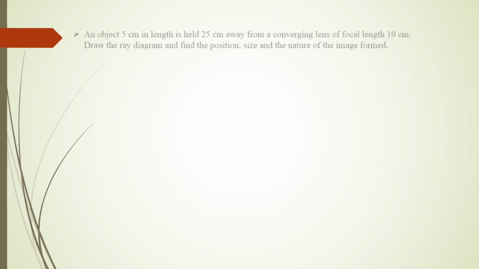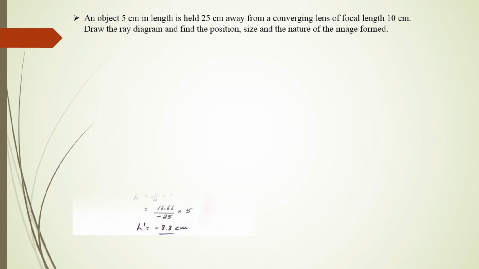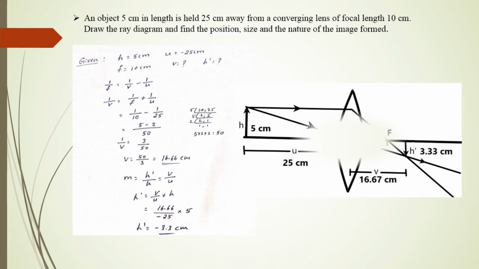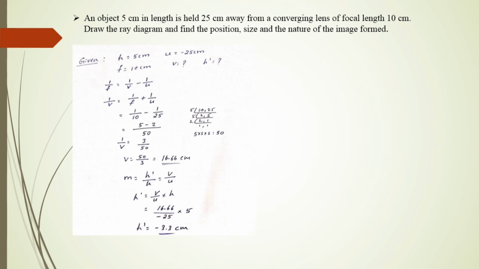Consider the next problem. An object 5 cm in length is held 25 cm away from a converging lens of focal length 10 cm. Draw the ray diagram and find the position, size and the nature of the image formed. Given the object height h is 5 cm, object distance u is 25 cm, that is -25 cm, and focal length f is 10 cm. We need to find the image distance v and the image height h'.